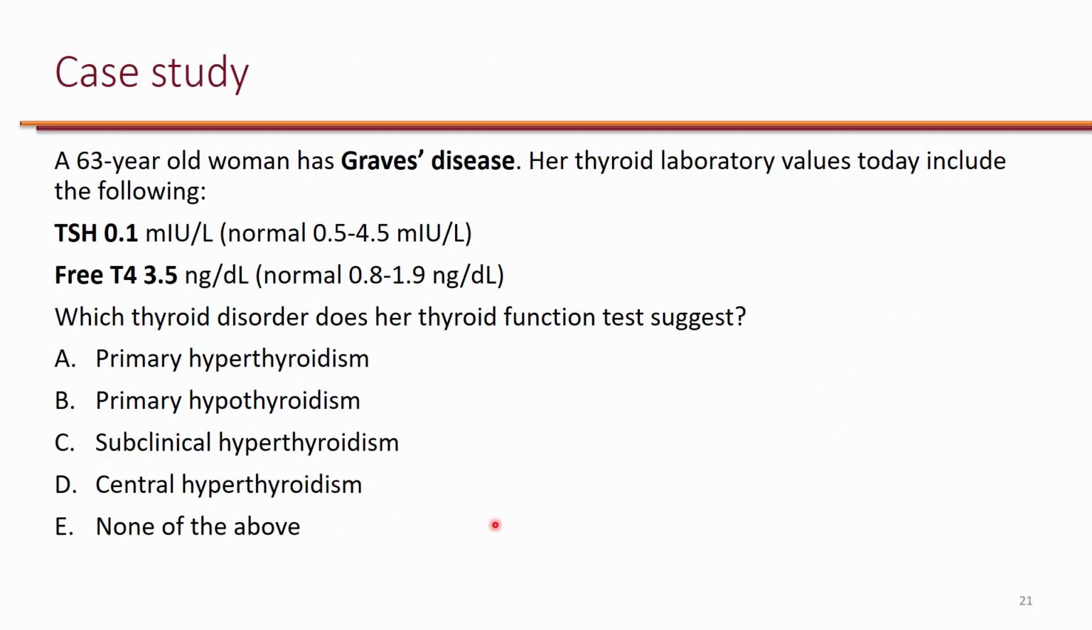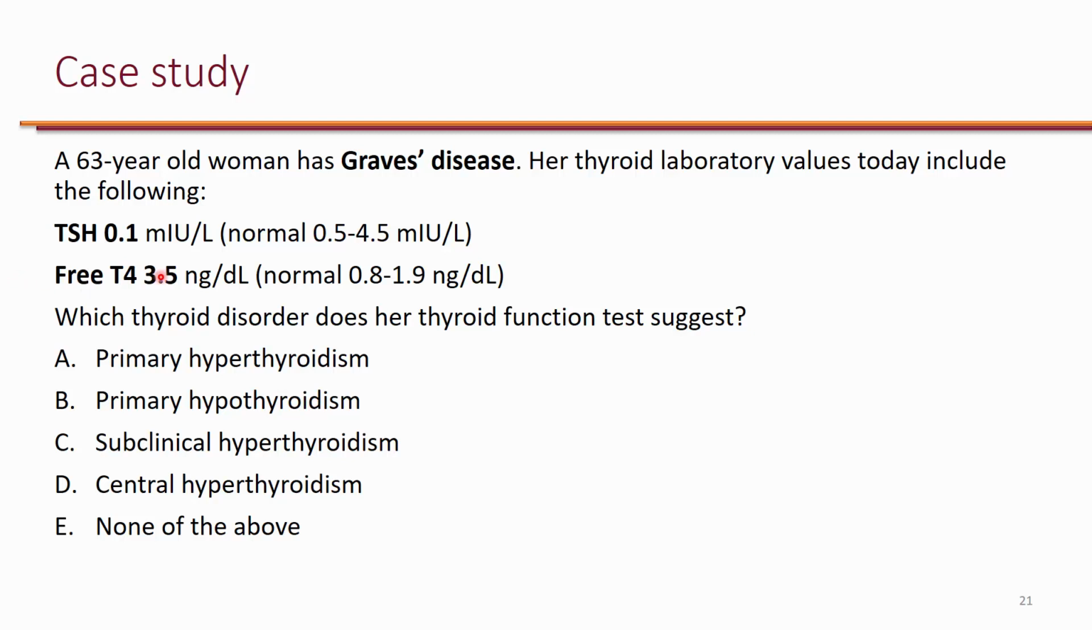Here's a case study. Let's say we have a 63-year-old female with Graves' disease. Her thyroid laboratory values include the following: TSH of 0.1 and free T4 of 3.5. The question is, which thyroid disorder does she have? Choice A is primary hyperthyroidism, B is primary hypothyroidism, C is subclinical hyperthyroidism, and D is central hyperthyroidism. When we look at the T4 level, we see that it's 3.5, which is higher than the normal range. So this is definitely not hypothyroidism. So choice B is wrong.